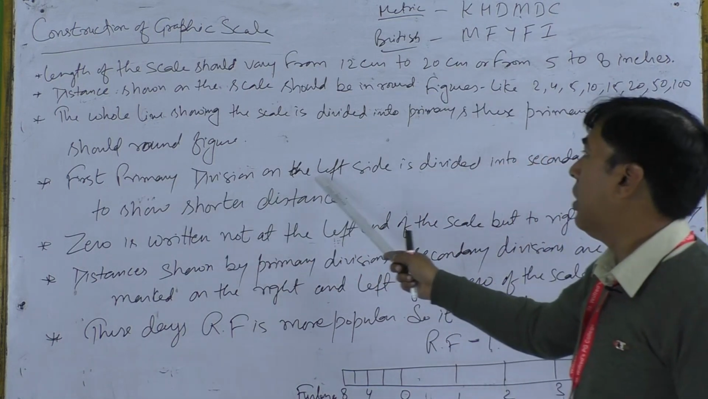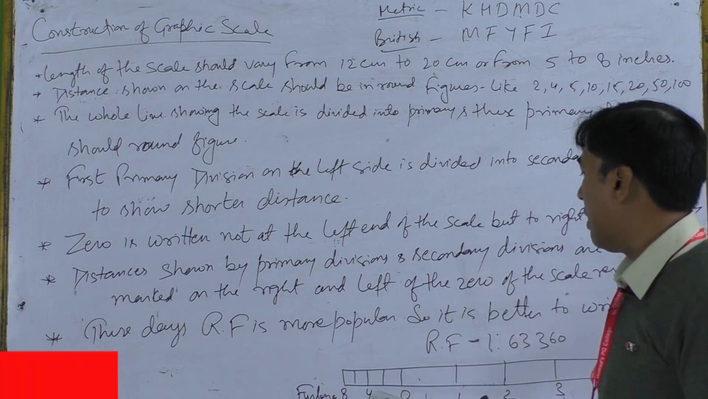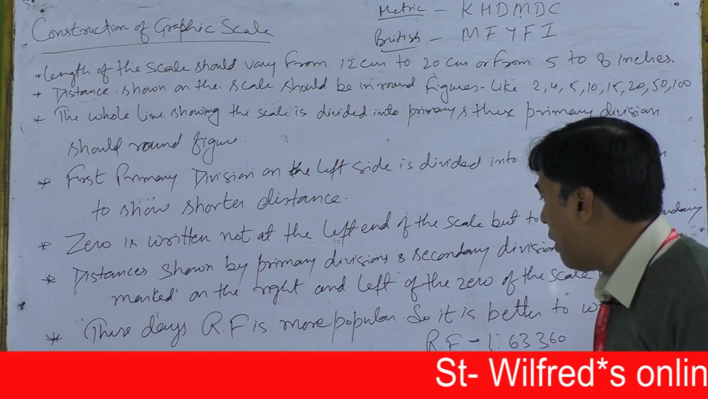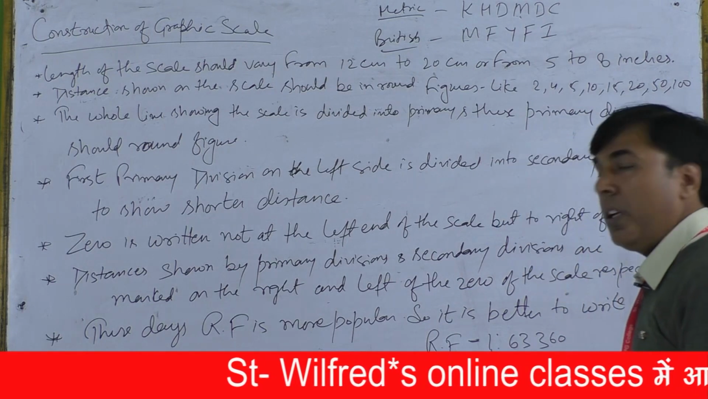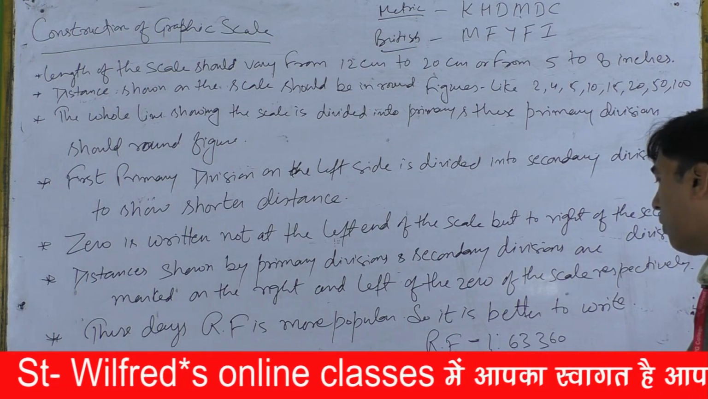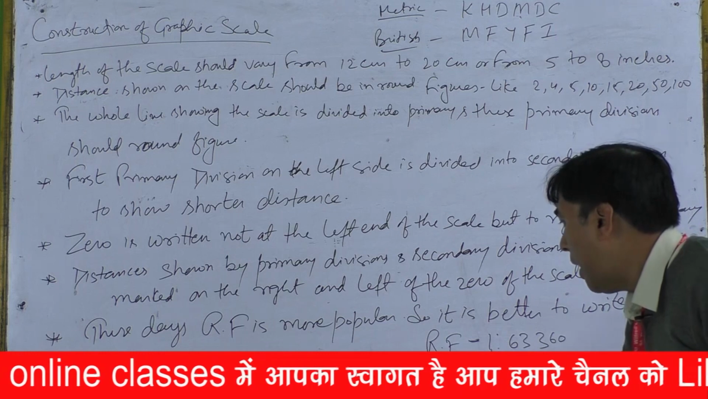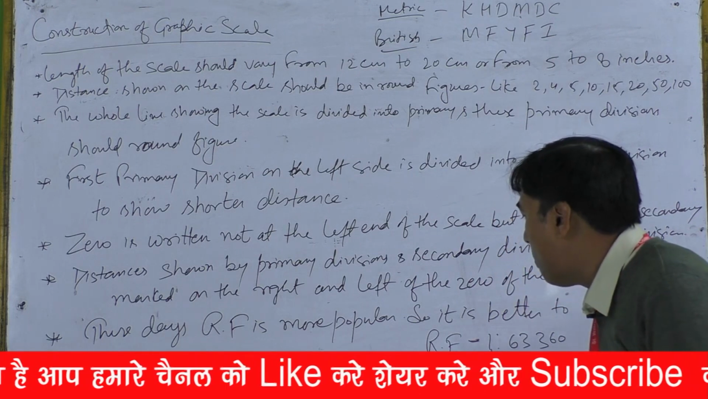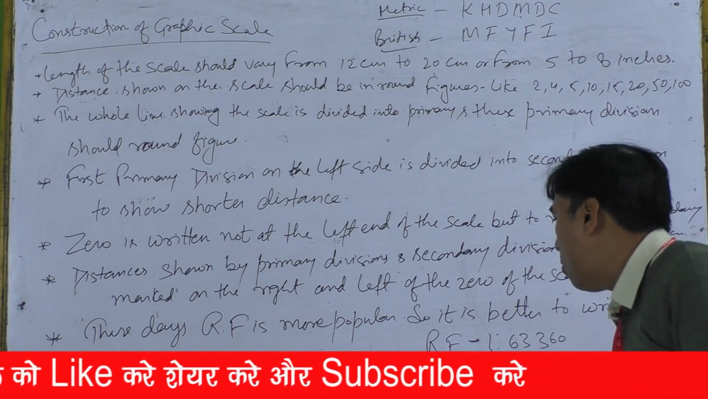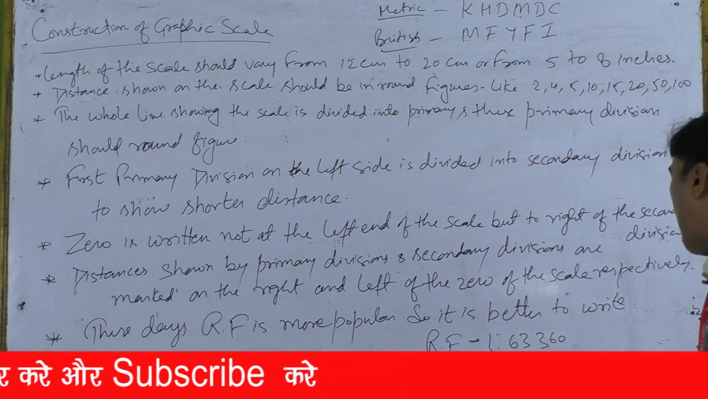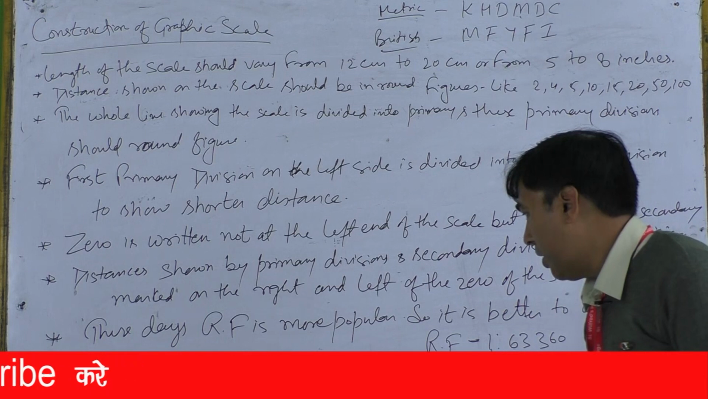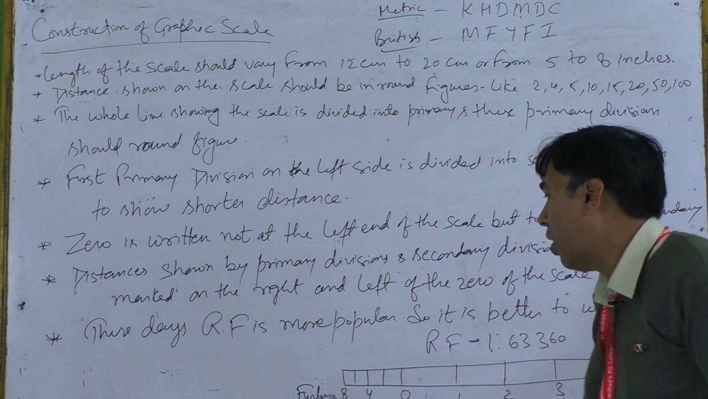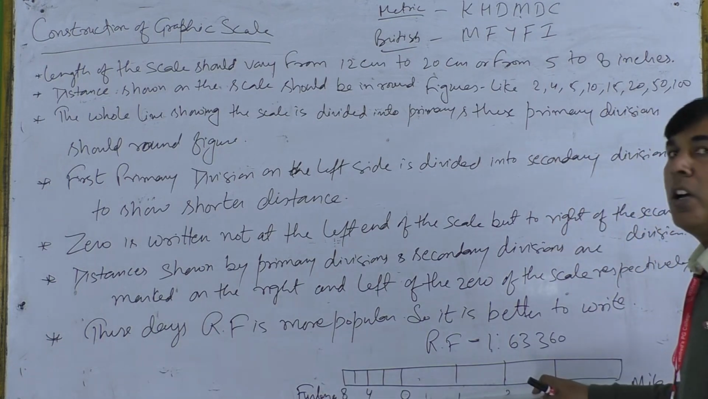First primary division on the left side is divided into secondary divisions, this one. So this is the first part of the primary division, and again this primary division is divided into smaller units of the bigger unit. Suppose it's 1 mile, so it shows 1 mile is equal to 8 furlong. Here we are showing the small unit of the mile. So 1 mile shows 8 furlong. These are the primary divisions and this one is the secondary division, and here we are showing 2 furlong, 4 furlong, 6 furlong and 8 furlong, and 8 furlong is equal to 1 mile.